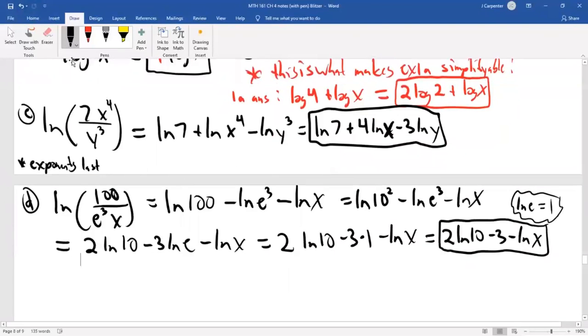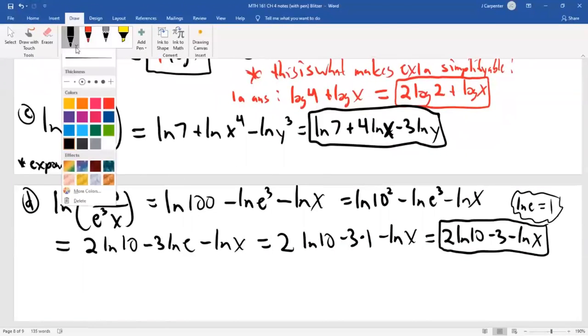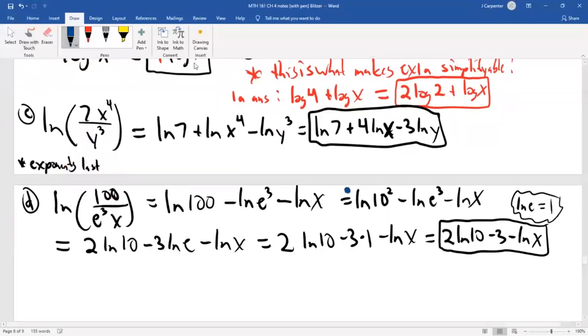Now, I want to show something else. I want to show this problem done a different way, starting right here. So starting right here, the ln of 10 squared minus the ln of e to the third minus the ln of x. Now, in the black ink, I took all the exponents out front. I didn't have to do it that way with this middle term. The first term, yeah, you have to. There's a 2, there's your ln of 10. You have to do the first one this way.